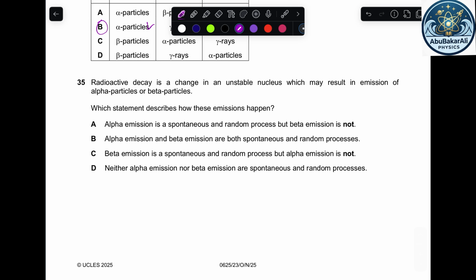Question 35: radioactive decay is a change in an unstable nucleus which may result in emission of alpha particles or beta particles. Which statement describes how this emission happens? Alpha emission is a spontaneous and random process, but beta emission is not? No, they are all spontaneous and random. Alpha emission and beta emission are both spontaneous and random. This is correct. Even gamma is also spontaneous and random.